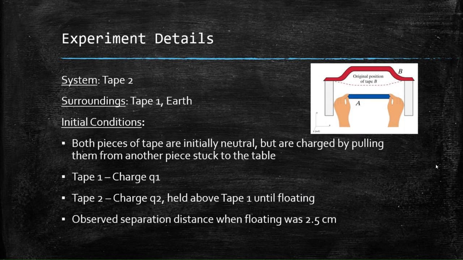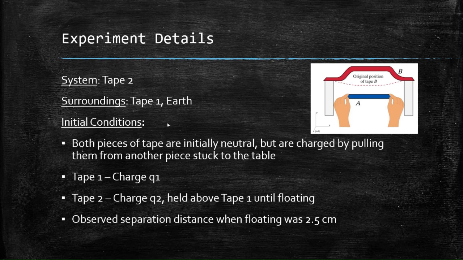Now about the actual experiment. The system in this was tape 2, or tape B in the picture over here. It's just the one on top. The surroundings would be tape 1, or the bottom tape, which exerts an electric force upwards on tape 2, and then of course the Earth, which exerts a gravitational force on tape 2, pulling it downwards.